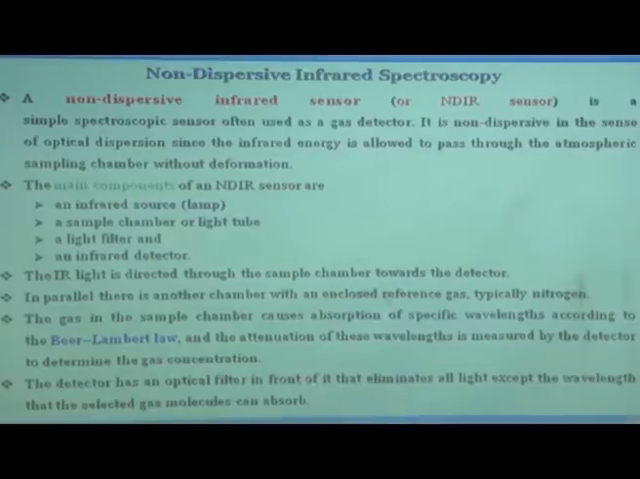The detector has an optical filter in front of it that eliminates all the lights except the wavelengths that the selected gas molecules can absorb. So, either you can have a filter which allows only that particular wavelength to pass, or you can have reference gas as nitrogen. Okay. So, what I said earlier is also correct, or you can have a reference signal for all the gases except the species of interest. In that case, you do not need filters. If you are using reference gas as nitrogen, then you have to put an optical filter which allows only the frequencies characteristic to the species of interest. Does it make sense?